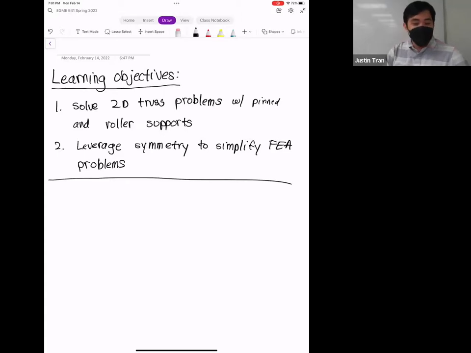Okay, with that said, the plan for today is mostly we're doing examples. I think last time we talked about how to do 2D truss problems.